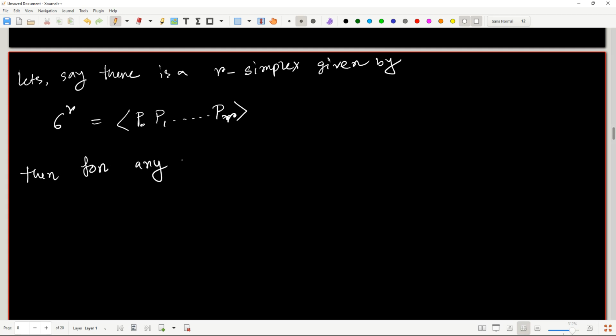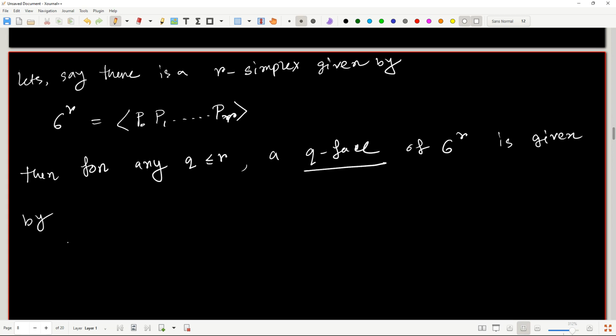Then for any Q which is equal to or less than R, a Q-dimensional face of this sigma R is given by sigma of Q, which is sigma of Q equals P0, P1, dot dot dot, up to P of Q.